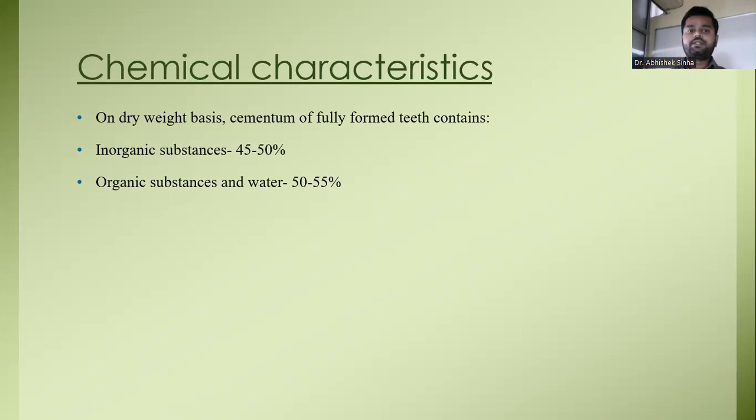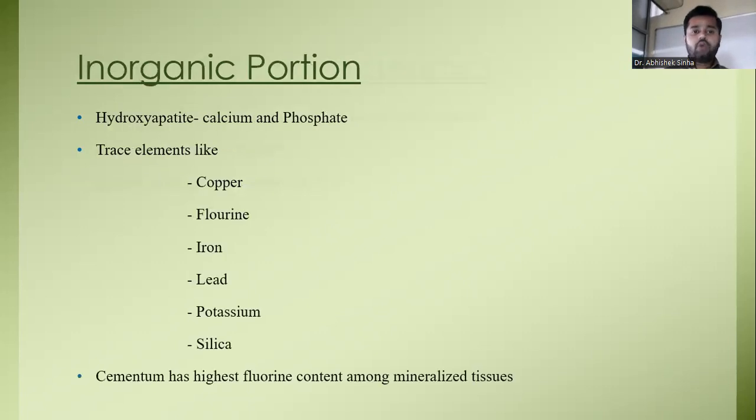On a dry weight basis, cementum of a fully formed tooth contains two things: inorganic and organic. Everything in periodontics, whether gingiva, periodontal ligament, or cementum, has some inorganic and organic content, right? So cementum has 45 to 50% inorganic and the maximum is organic content. The inorganic portion mainly consists of hydroxyapatite. See, inorganic is less, it is 40 to 45%, and the major portion of that is formed by hydroxyapatite, including trace elements like copper, fluorine, iron.